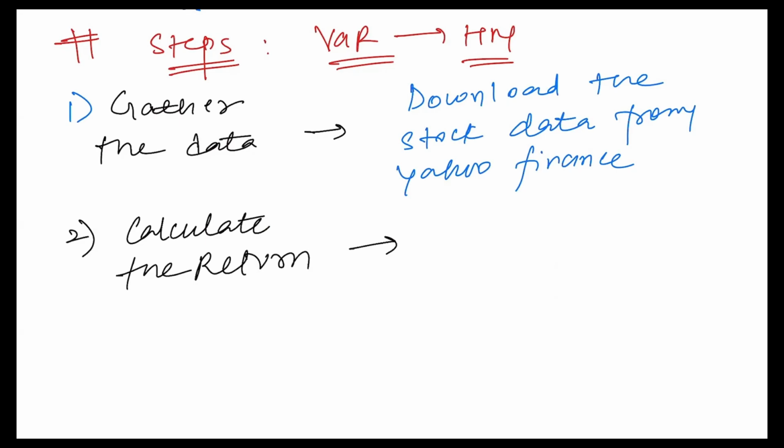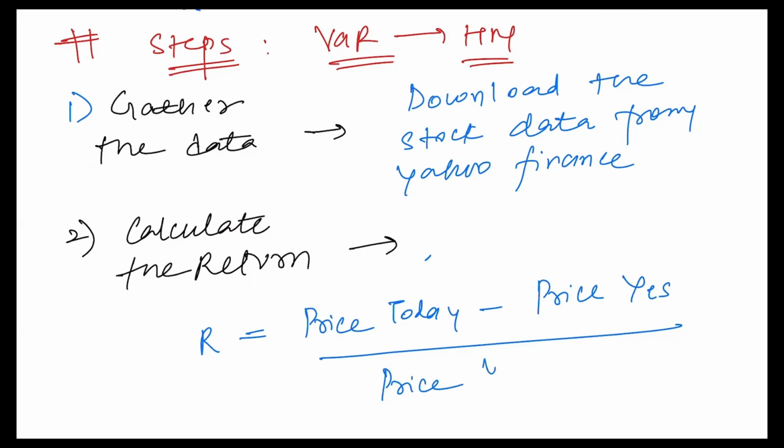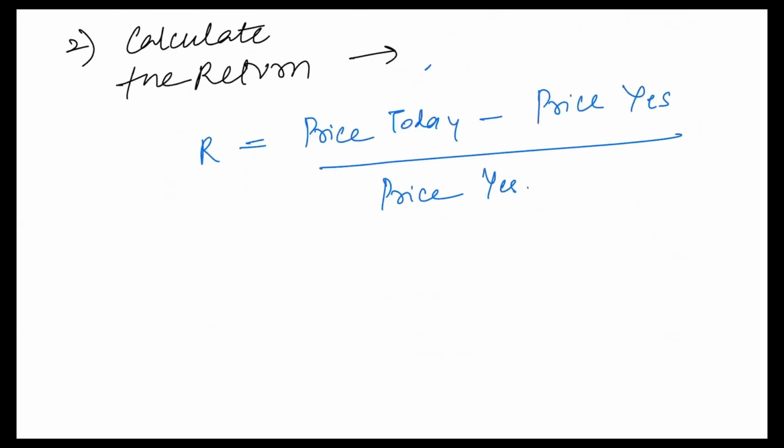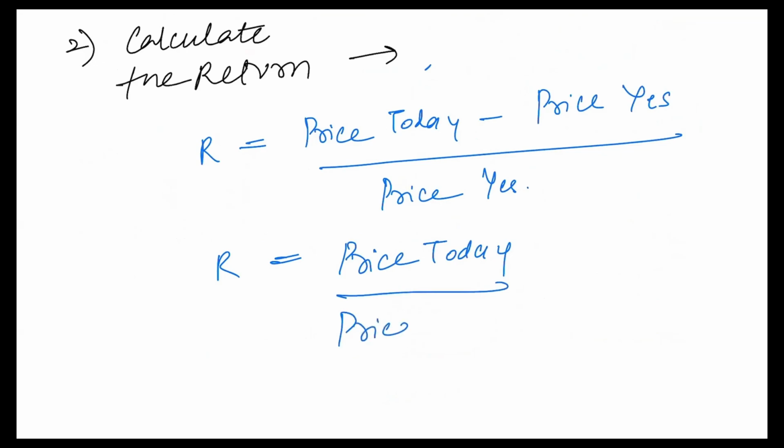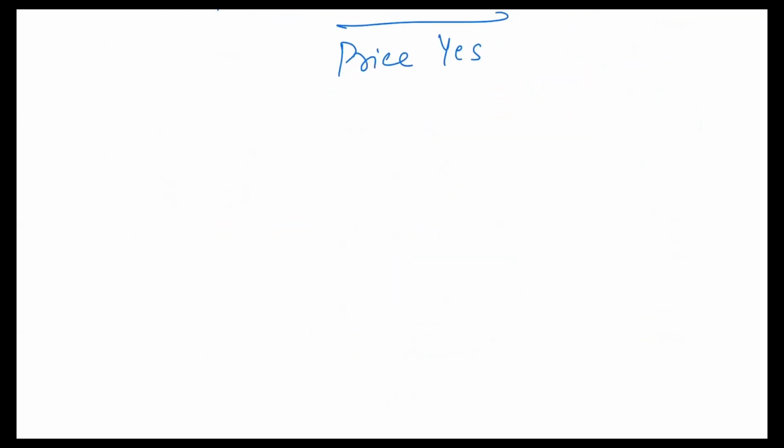So if you see, we can calculate the return basically by using the formula, which is return is equal to price today minus price yesterday divided by price yesterday. So you can use this simple formula to calculate the return, or, just to simplify this formula, you can also write it as price today by price yesterday minus 1. Okay, so you can use this formula to basically calculate the return.